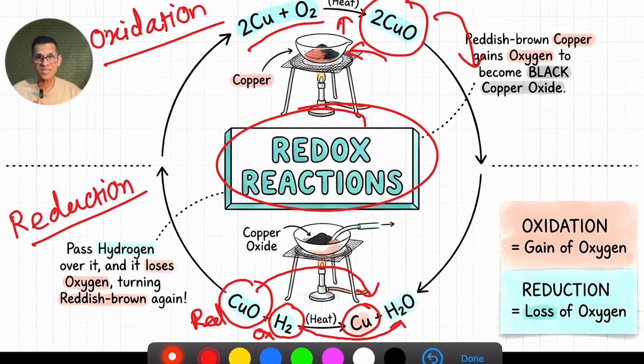Again, oxidation is when the reactant gains oxygen and loses hydrogen. Reduction is the opposite, when a substance gains hydrogen or loses oxygen. But when both reactions happen simultaneously in the same reaction, when one reactant is getting oxidized and the other reactant is getting reduced, we'll call it a redox reaction.